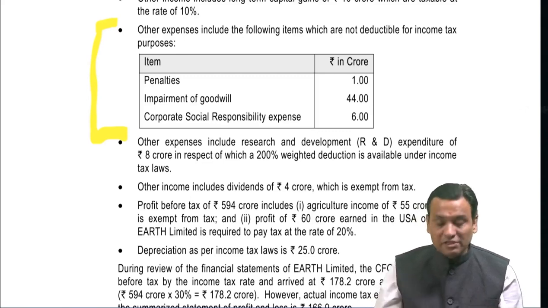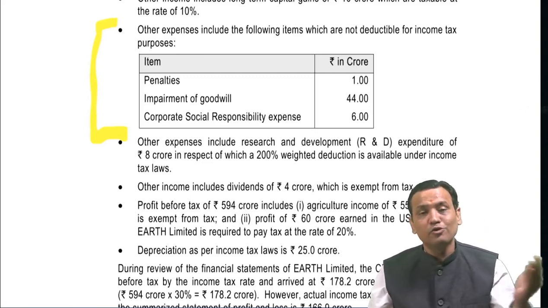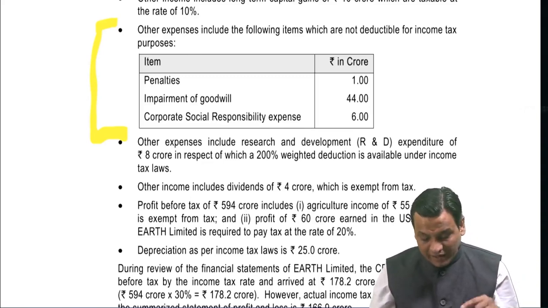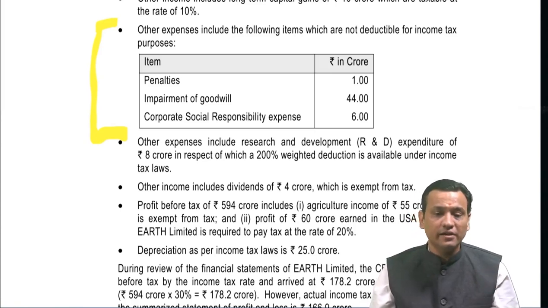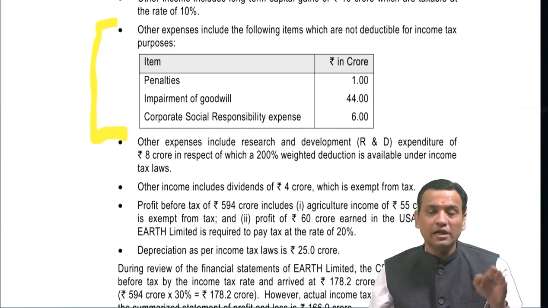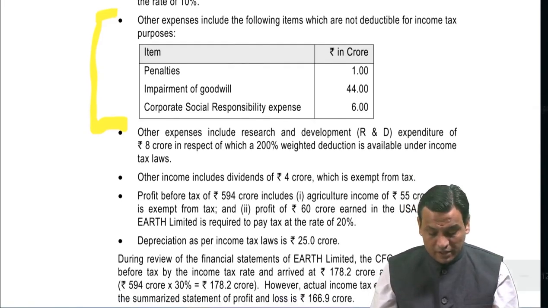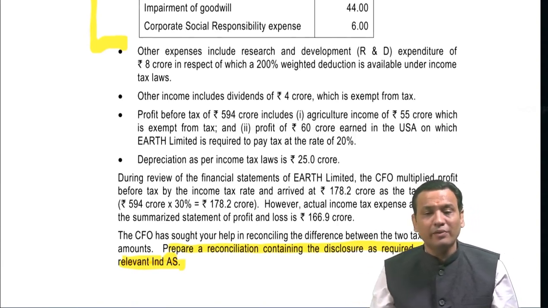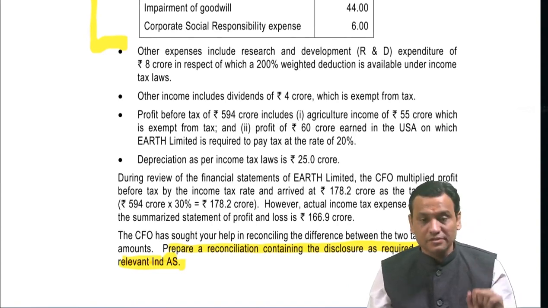Other income includes dividend of 4 crore. So 4 crore into 30% will be the amount of reconciliation. Agriculture income of 55 crore is again exempt from tax. As far as the reconciling item is concerned, 55 crores into 30% will be reconciled. The next point is that profit of 60 crore is earned in USA, on which we are required to pay 20%. So the reconciling amount will be 60 crore into 10%.